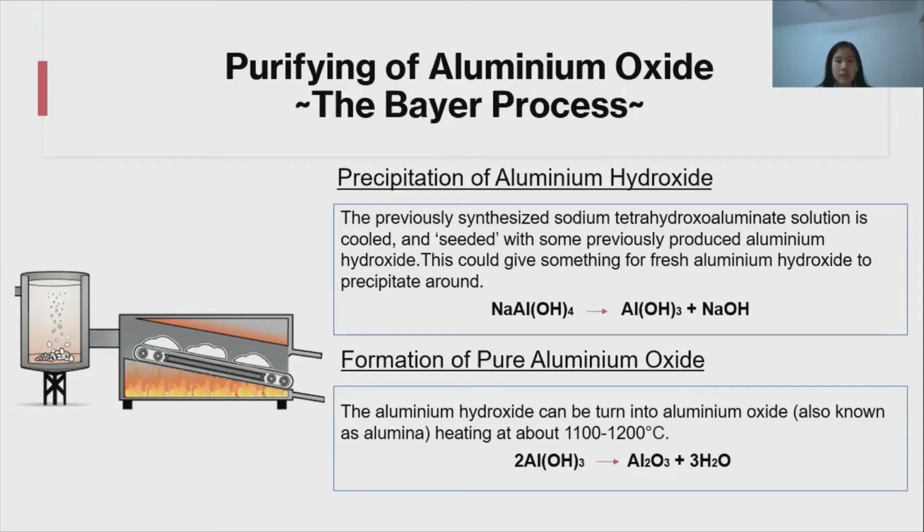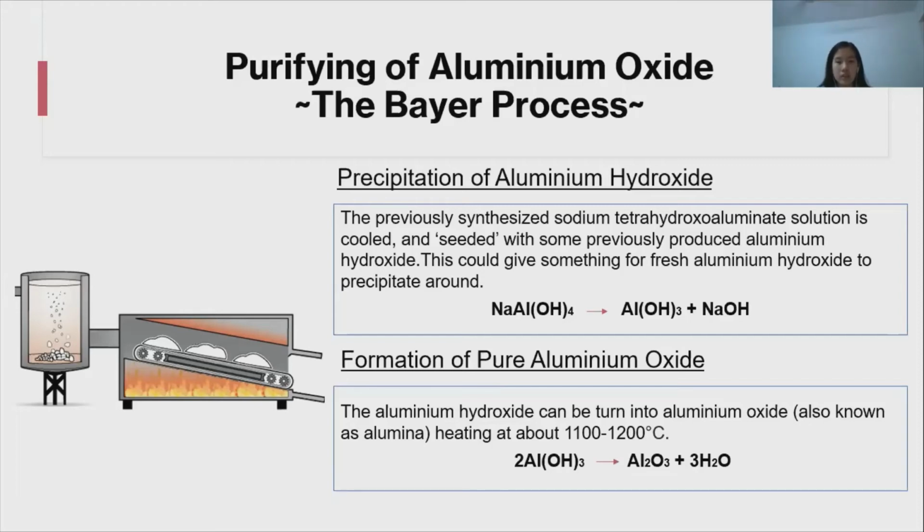The last part of the Bayer process is the formation of pure aluminum oxide. The aluminum hydroxide can be turned into aluminum oxide, which is also known as alumina, when heated at a temperature of about 1100 degrees Celsius to 1200 degrees Celsius.